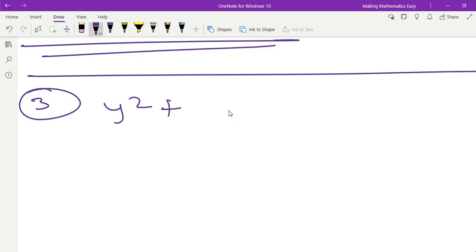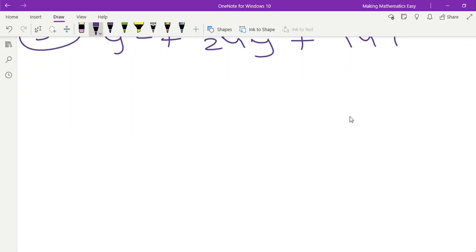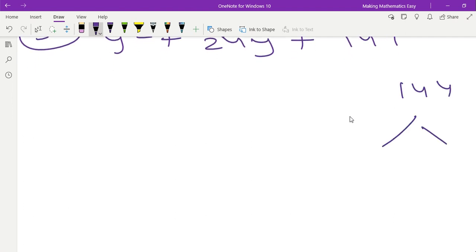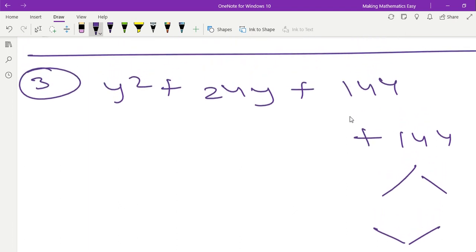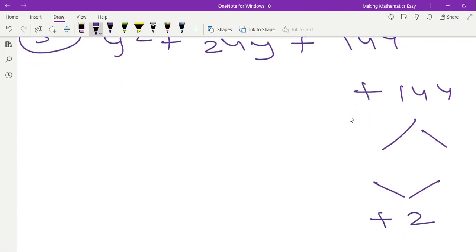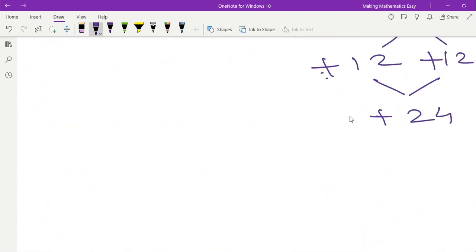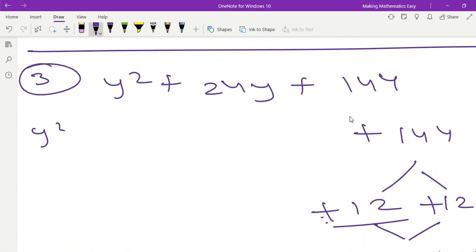Y square plus 24y plus 144. So this looks a bit simple. What we need is multiplication. We need 144 and that to plus, and we need 24 over here plus. So we know 12 12s are 144, plus this sign will go to plus, so this will automatically become plus. So my term is y square plus 12y plus 12y plus 144.